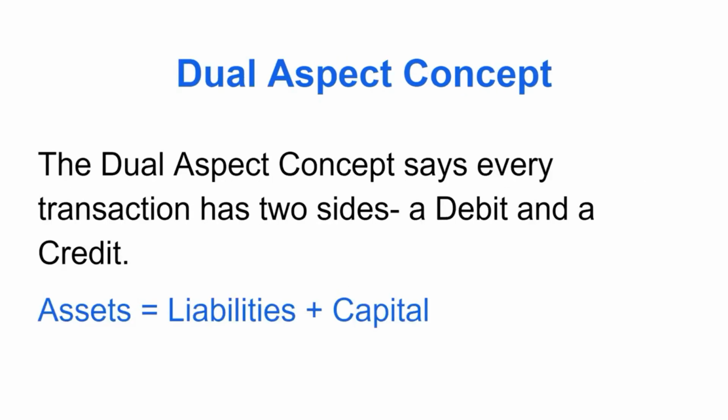Dual aspect concept. The dual aspect concept says every transaction has two sides, a debit and a credit. That is, assets equals liabilities plus capital. This is the base of the double entry system. Every equation must stay balanced after every transaction. For example, we have purchased goods for cash rupees 10,000. Then the transaction will be purchase account debit rupees 10,000 to cash account rupees 10,000. Now we can see that debit and credit both are equal.